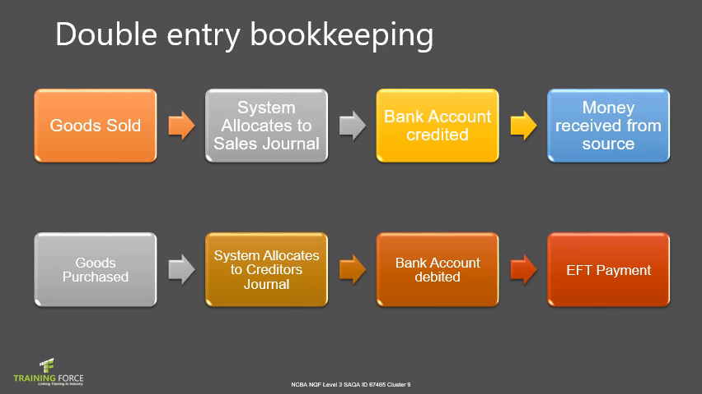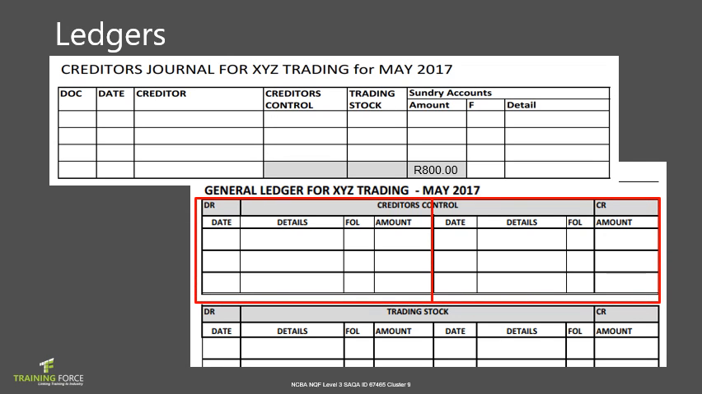If we take a look at a double entry system, when goods are sold, the system allocates to the sales journal, the bank account is debited, and the money is received from the source. When we purchase goods, the system allocates to the creditors' journal, the bank account is credited, and the EFT payment is done. The secondary books of accounts are called ledgers.